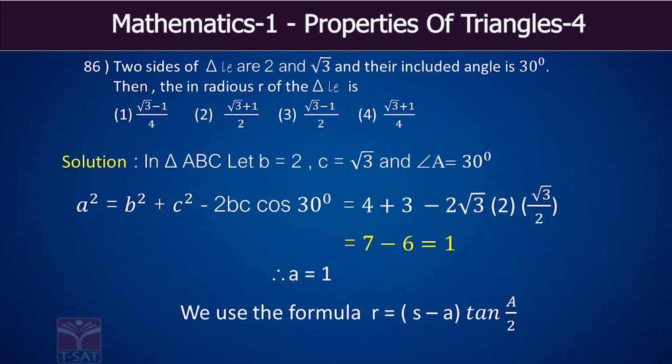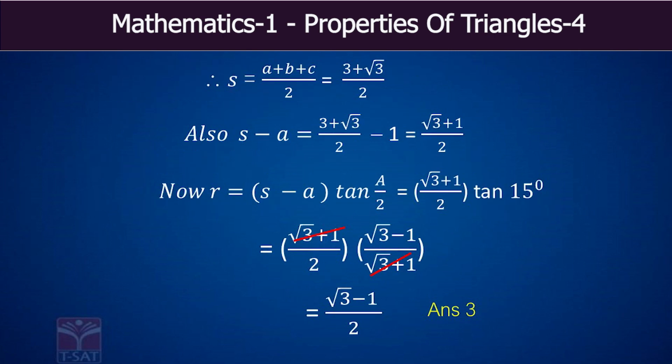Now you use the formula r is equal to delta by s, which is r is equal to s minus a tan A by 2. Also s minus a is equal to root 3 plus root 3 by 2 minus 1, so it is root 3 plus 1 by 2. Therefore r is equal to s minus a tan A by 2, which is root 3 plus 1 by 2 into tan 15. But tan 15 is root 3 minus 1 by root 3 plus 1. So if you simplify it, that is equal to root 3 minus 1 by 2. The correct option is option number 3.